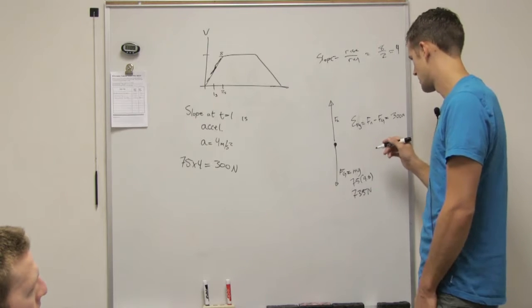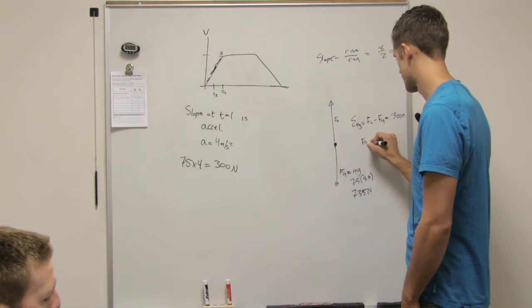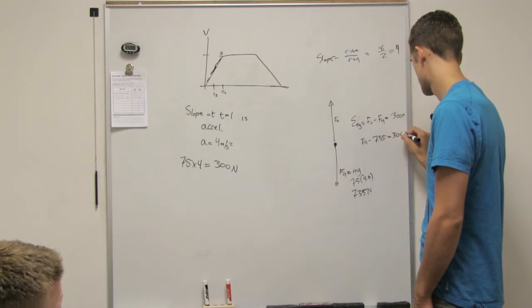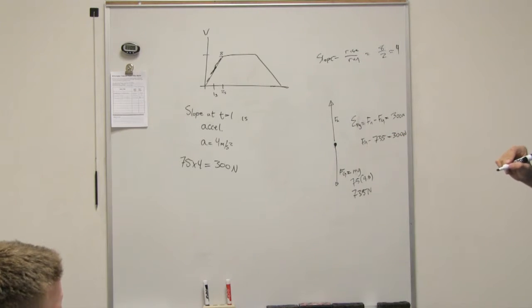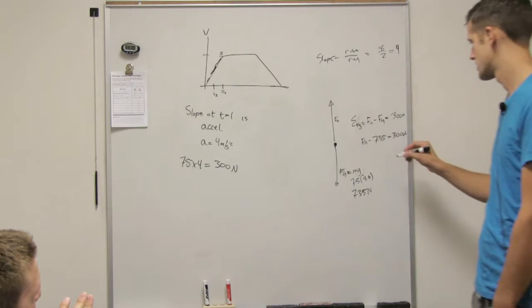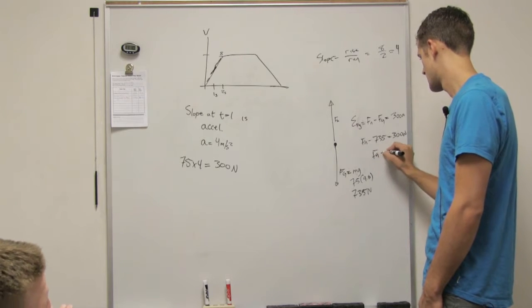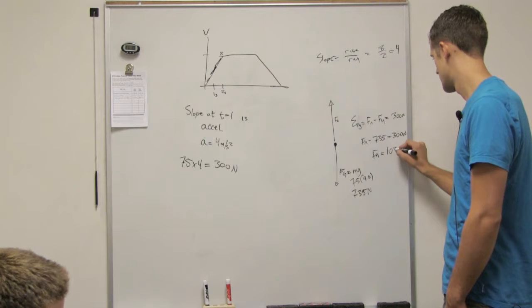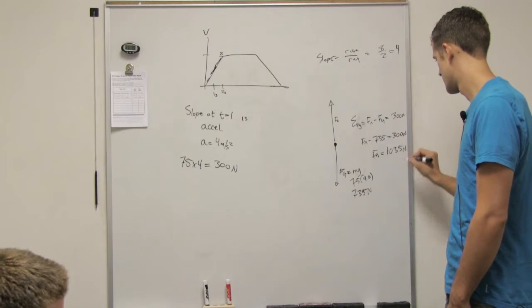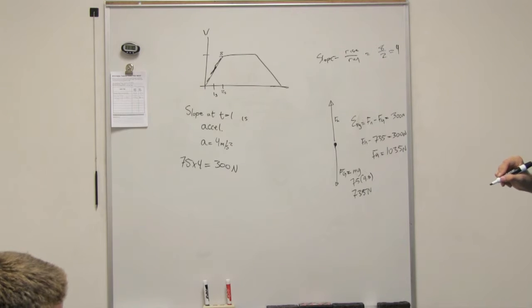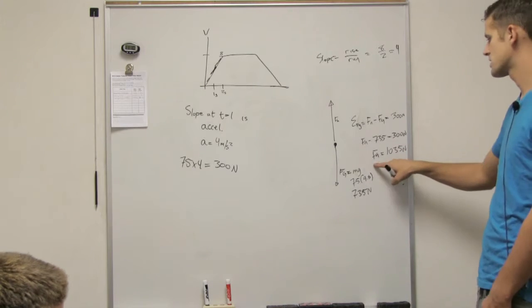Okay, so then you have normal force minus 735 equals 300 newtons. So what's your normal force? 735 plus 300 is 1,035. All right, so this is the normal force.